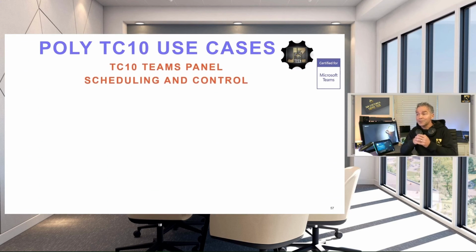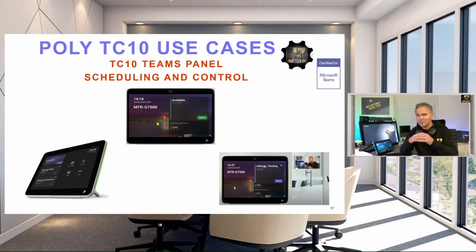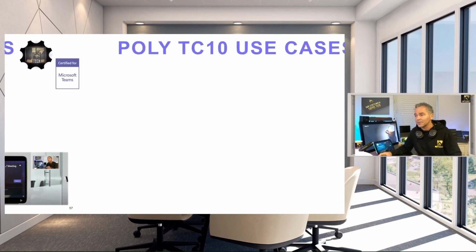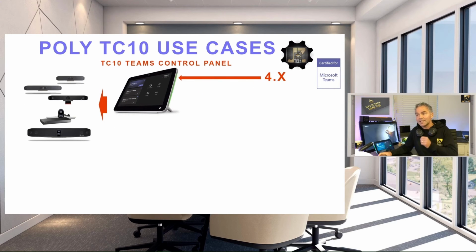Now let's look at the use cases of the Poly TC10. I think this is a really nice one, but also some things which are good to know, specifically looking at versions. So you can use the TC10 as a control panel at a table, or you can use it as a scheduling panel at the entrance of the meeting room. And I did some videos on that earlier, which you're able to review if you're looking for more details on that. Now, specifically on the versions, I think that is important.